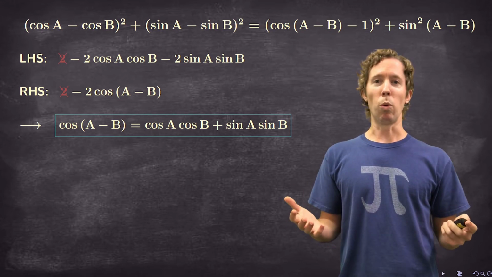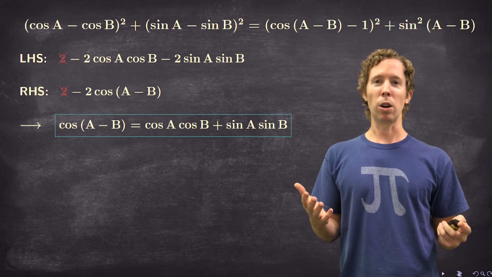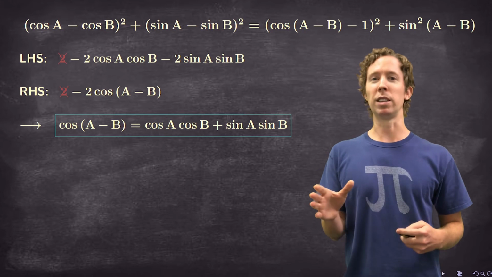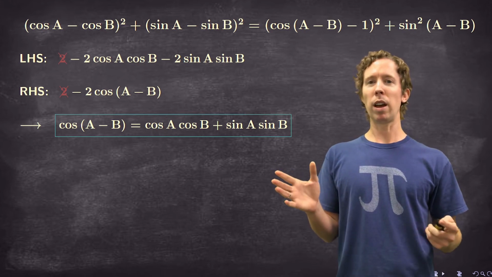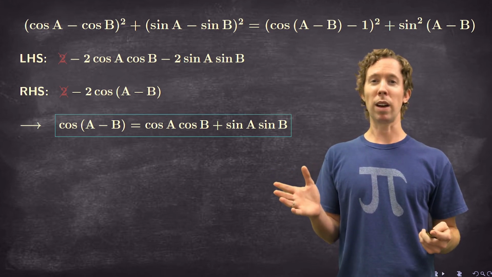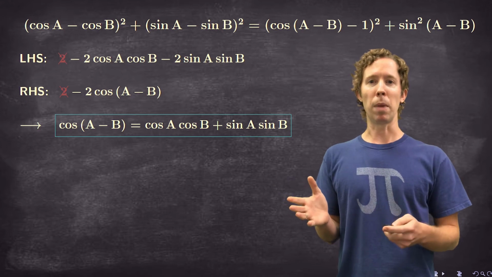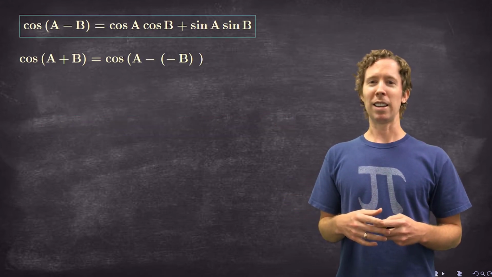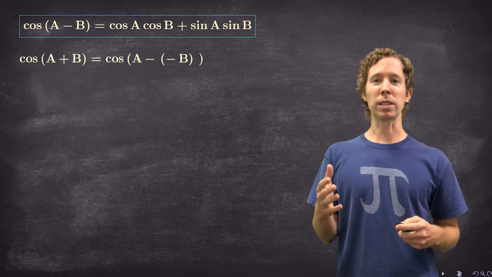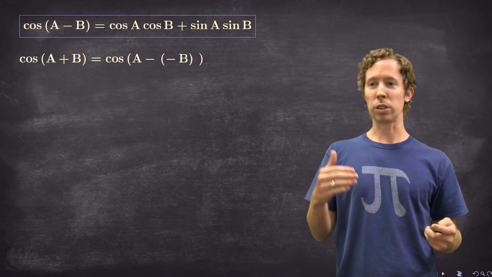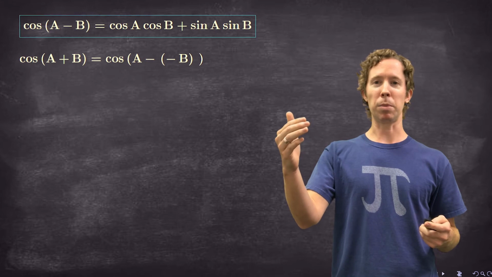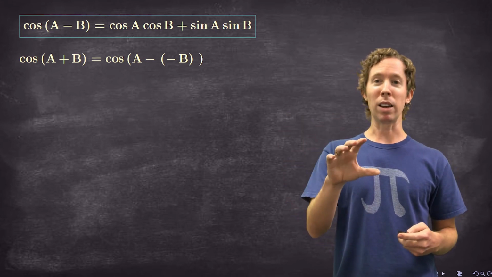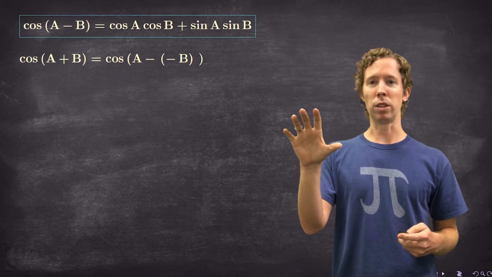So what if we want to now get cosine of A plus B? We can do that pretty easily. Cosine of A plus B, we can just think of as cosine of A minus negative B. And cosine of A minus negative B, we can just use the top equation that we already worked out and just plug in negative B into all of the places where there's a B.